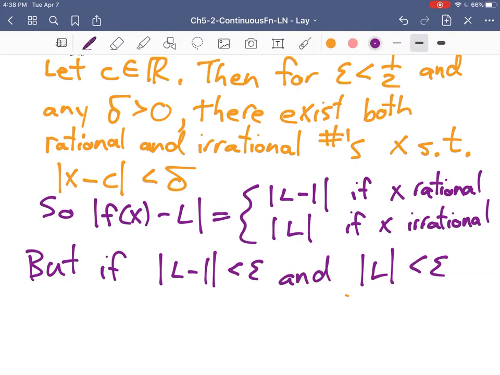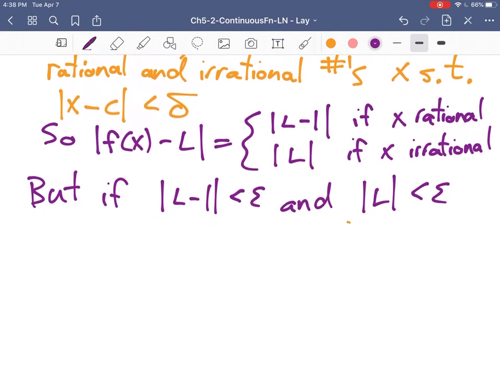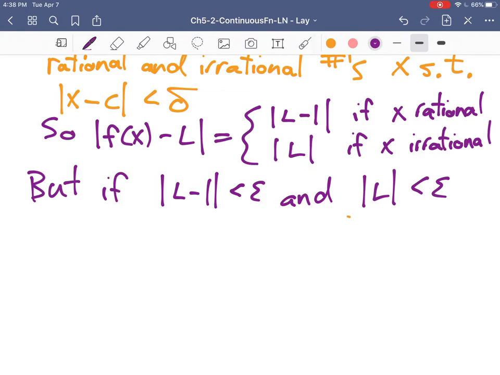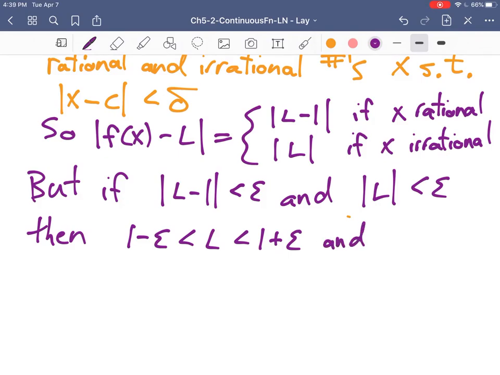If the absolute value of L minus 1 is less than epsilon and the absolute value of L is less than epsilon, then this would imply that 1 minus epsilon is less than L, is less than 1 plus epsilon. And we would also have negative epsilon is less than L, is less than epsilon.